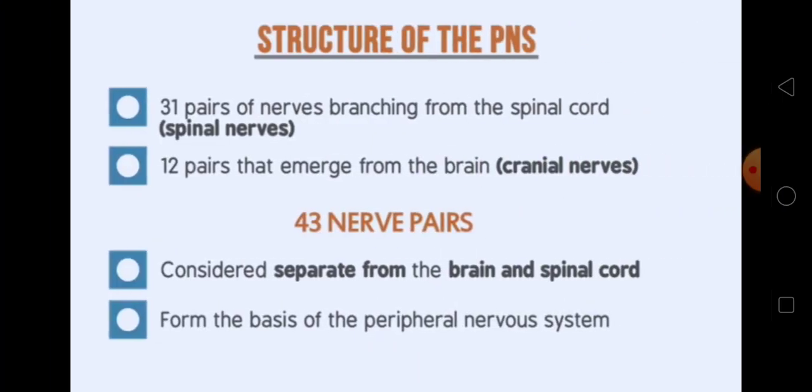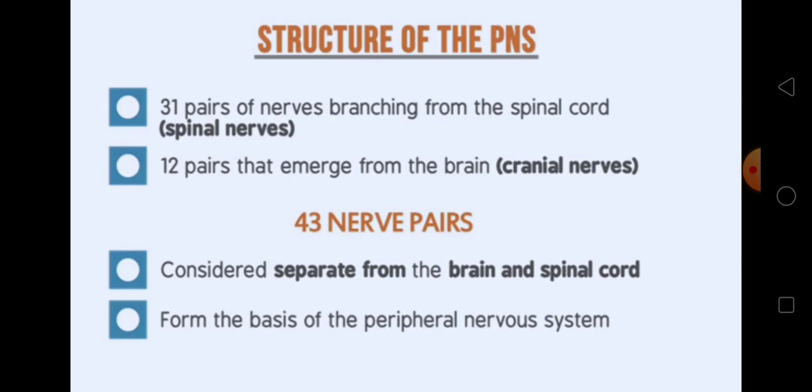So the structure of the PNS. PNS is the peripheral nervous system. There are 31 pairs of nerves branching from the spinal cord, the spinal nerves, and the 12 pairs that emerge from the brain. The 12 pairs that emerge from the brain are known as the cranial nerves.